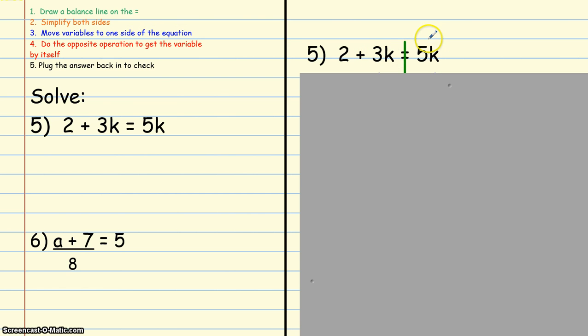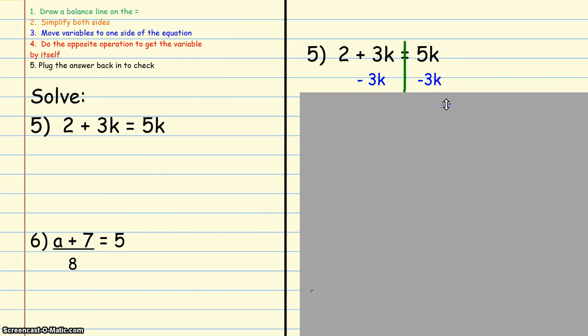We've got 2 sets of variables up here, and I typically like to move the smallest one so that we end up with a positive variable. Doesn't always have to be the case, but that's what I'd like to do. So 3k is smaller than 5k, so we're going to move the 3k. Right now it says plus 3k, so the opposite is we're going to subtract 3k.